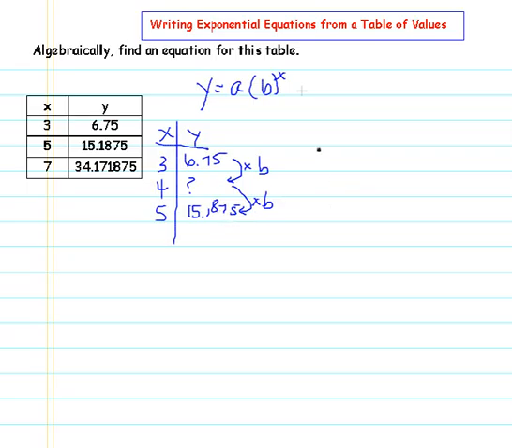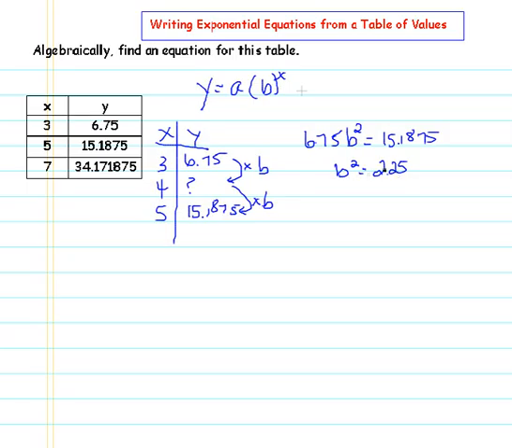I'm going to write an equation that shows me how to do that. I'll start at 6.75. I'm going to multiply by b and then by b again, which is the same as multiplying by b squared, and the result of that will be 15.1875. Now I have an equation here, and I'm just going to solve that for b. So we'll divide both sides by 6.75. I'm going to grab my calculator and type that in. And when you do, you'll get b squared equals 2.25.